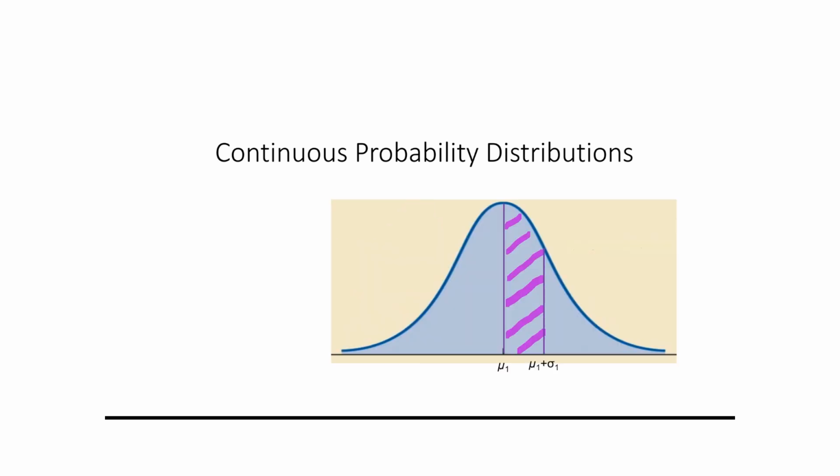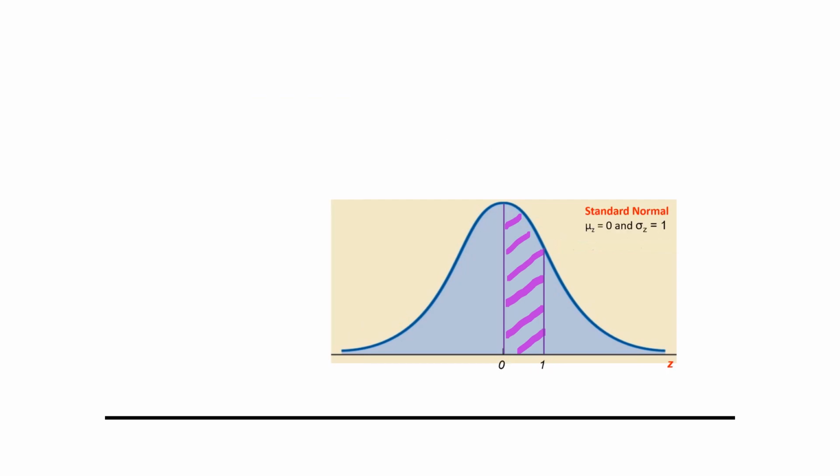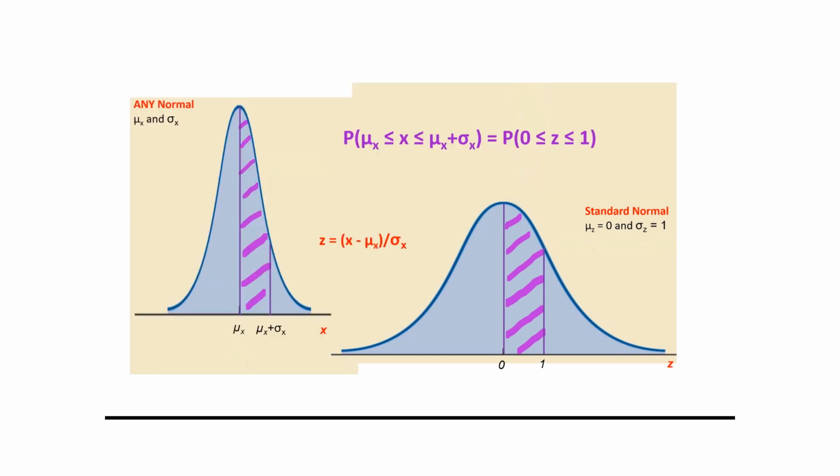And because any normal distribution has this unique and precise bell-shaped curve, for any normal distribution with mean mu1 and standard deviation sigma 1, the proportion of x values within its mean and 1 standard deviation is going to be the same as the proportion of x values for any other normal distribution between its mean and 1 standard deviation. This is why we can use proportions for the standard normal distribution to determine proportions for any other normal distribution in our problems.